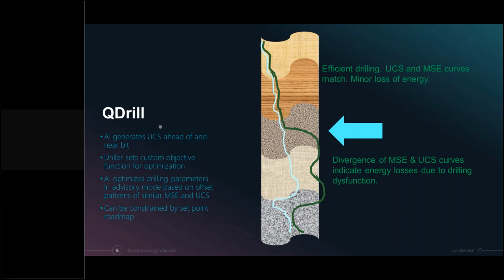When that delta is significant, as we see here, that is a very strong sign of drilling dysfunction. And knowing when the MSE is changing because of dysfunction versus just a natural change in the strength of the rock, that is what allows the automation and the AI to determine and optimize the drilling parameters effectively.